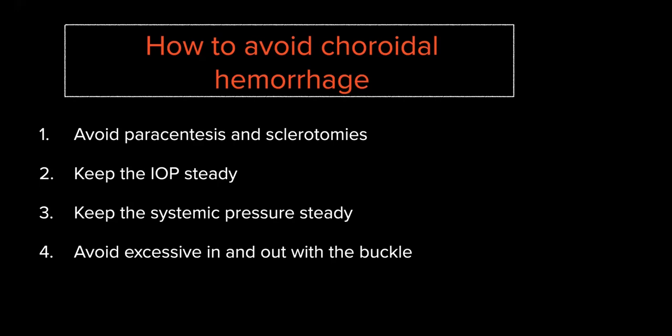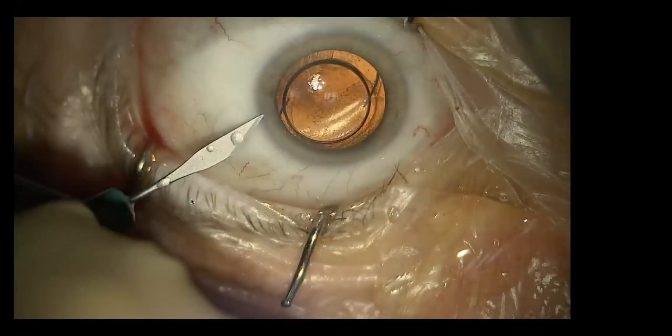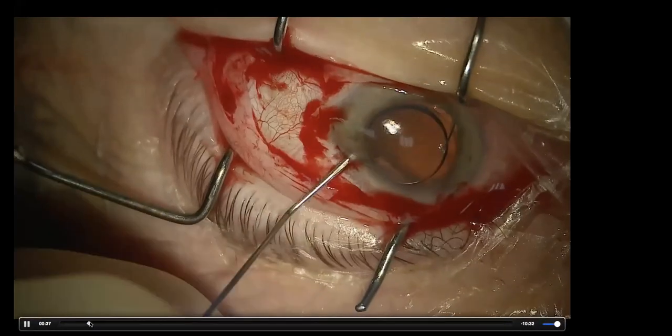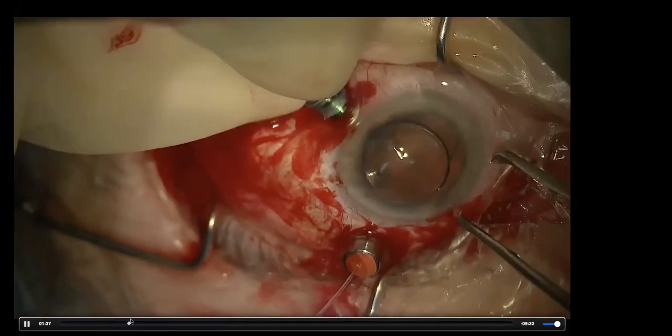So if you do so, I haven't had choroidal hemorrhage. Actually, I had very few. And if you have a mild hemorrhage, you don't have to stop. You can move forward. As in this case, I still used to make paracentesis. And this was a combined surgery.